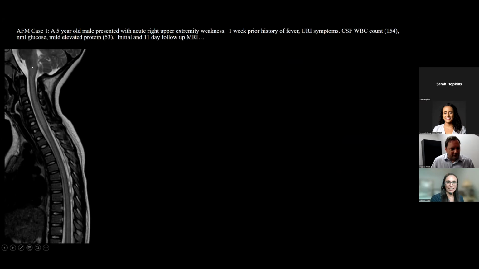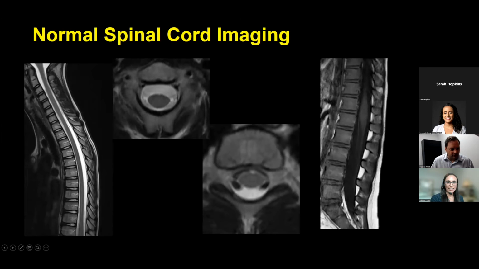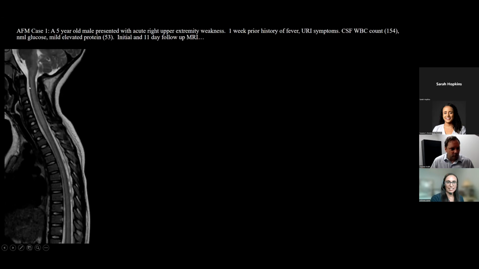So what we're seeing here is a longitudinally extensive T2 hyperintense signal involving the spinal cord. I'm just going to go back and show you again. Spinal cord should look like this, nice and diffusely gray, intermediate. Our case 1 has abnormal T2 signal. It's longitudinally extensive. It's involving the cervical and thoracic cord.